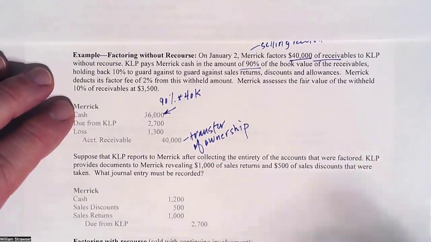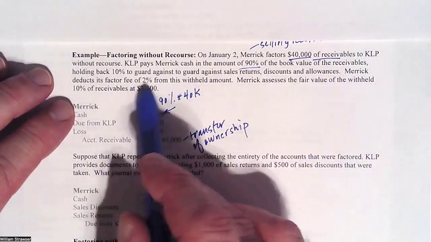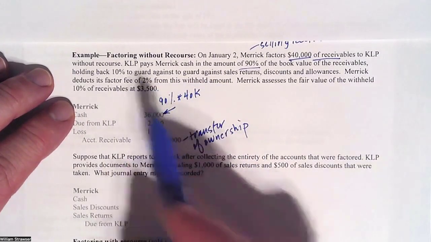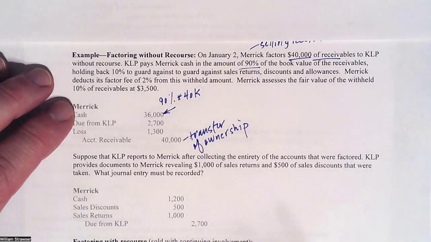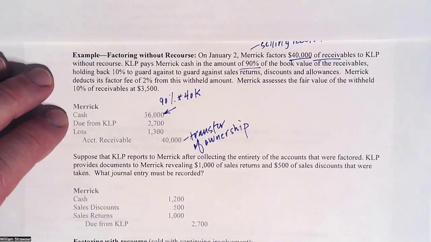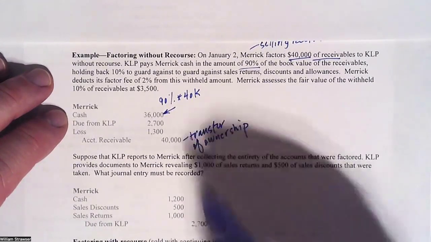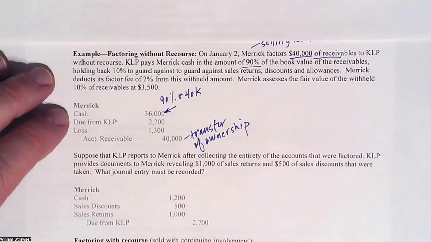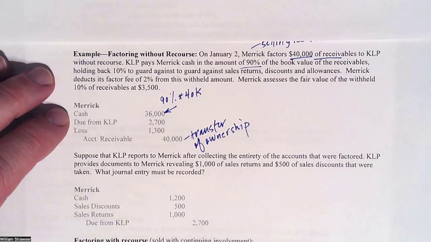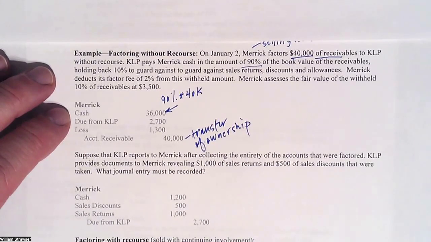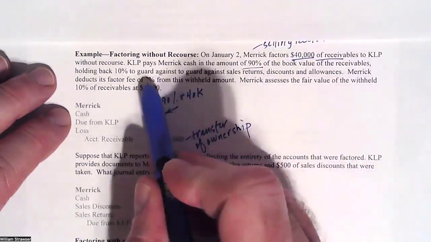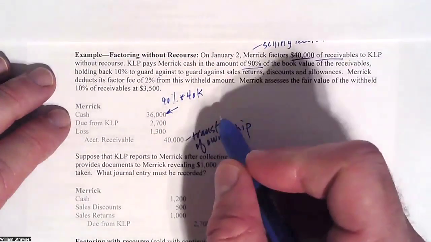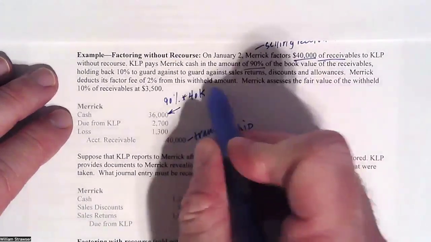And even if they collected all 40,000, they still want to keep 2% of cash as a fee to conduct the transaction. Remember, in effect, Merrick is borrowing money by selling receivables. And this 2% is a sort of interest. Even if all $40,000 of receivables are claimed, Merrick's not going to get $40,000. So that factor fee ensures that there's a little bit of interest earned by the factor, and it's 2% of the receivables that they withhold.